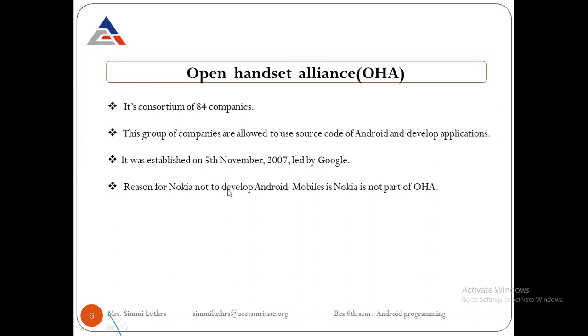And the reason for Nokia not developing Android mobiles is that Nokia is not a part of OHA. Okay, why is Nokia not developing Android mobiles? Because the Nokia company is not a part of OHA. Open Handset Alliance is a consortium of 84 companies, but Nokia is not a part of that. Clear?